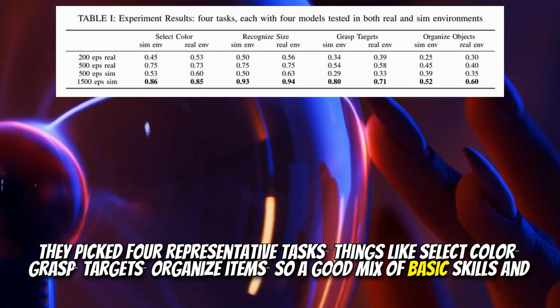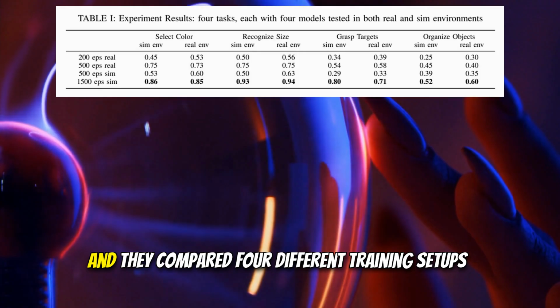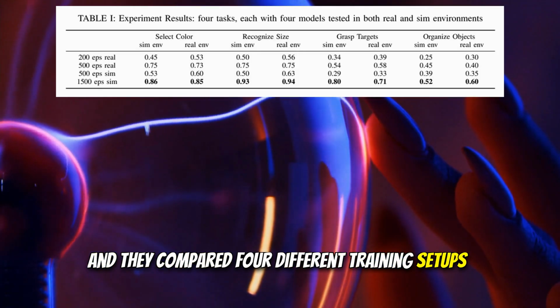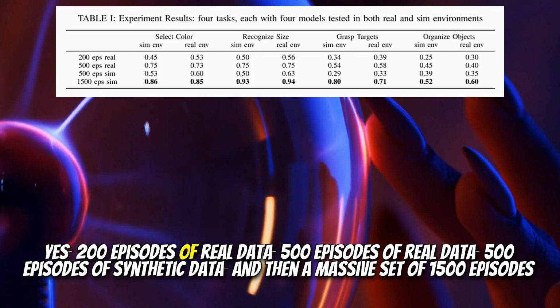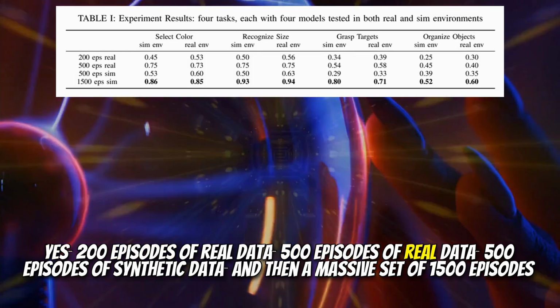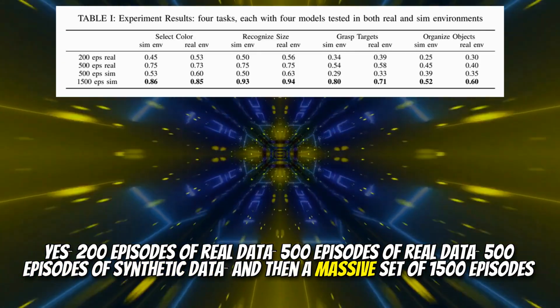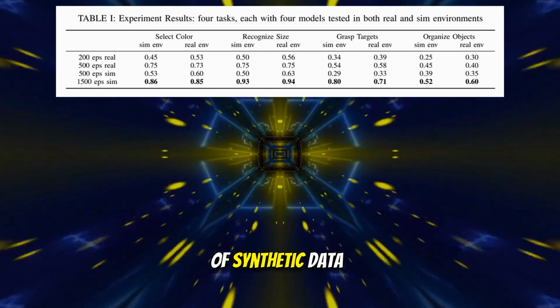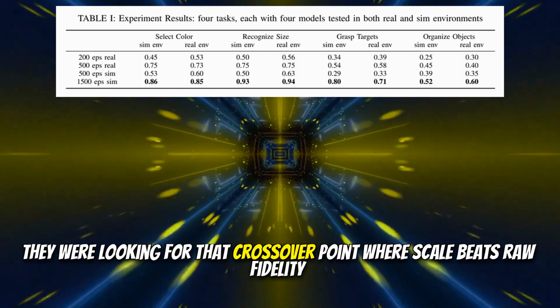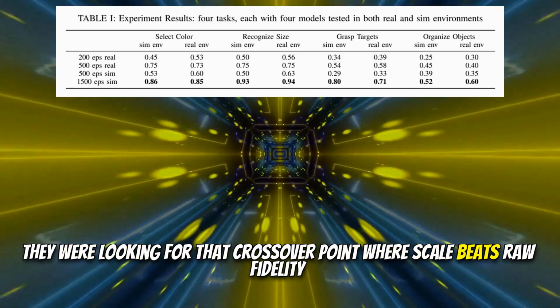So a good mix of basic skills and cognitive challenges. And they compared 4 different training setups. Yes, 200 episodes of real data, 500 episodes of real data, 500 episodes of synthetic data, and then a massive set of 1,500 episodes of synthetic data. They were looking for that crossover point where scale beats raw fidelity.